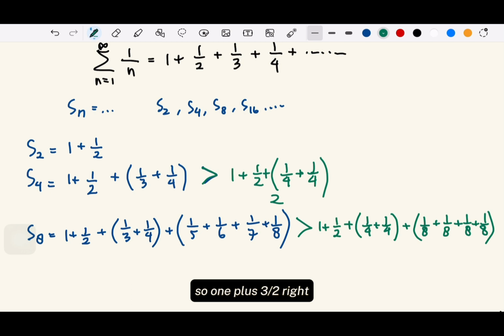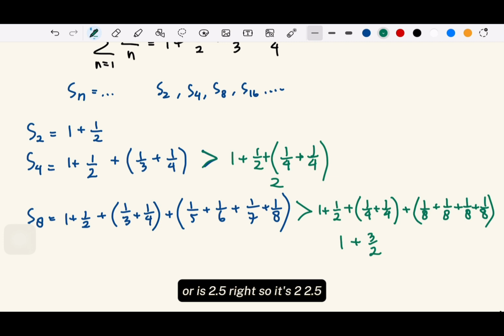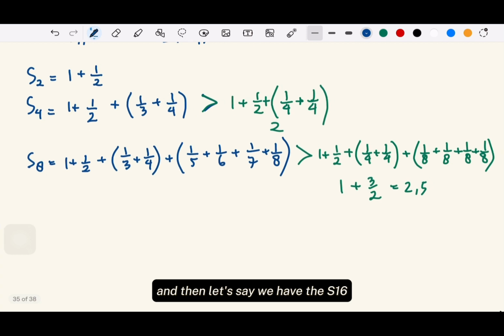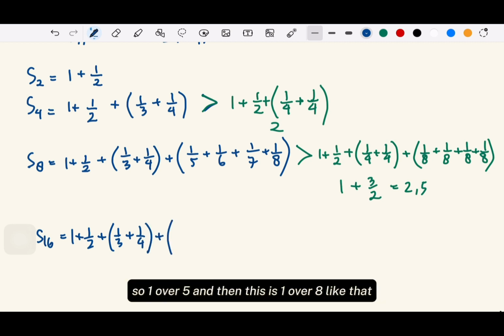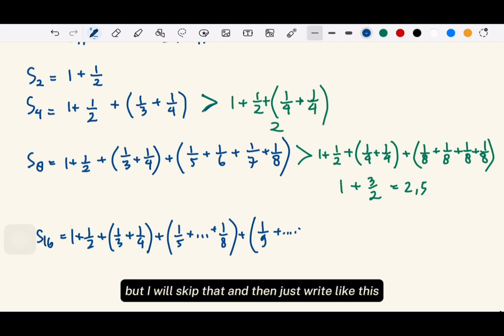So 1 plus 3 halves, so 1 plus 3 over 2. And that's S8, so S8 is greater than that, or 2.5. And then let's say we have S16. Now it's getting really large, so let me just write 1 over 5, and then this is 1 over 8, like that. And then plus, it's supposed to be 1 over 9, 1 over 10, 1 over 11, but I will skip that, and then just write 1 over 16.